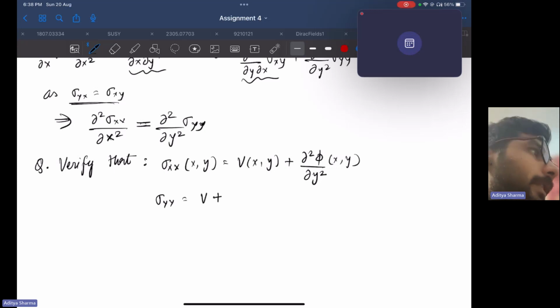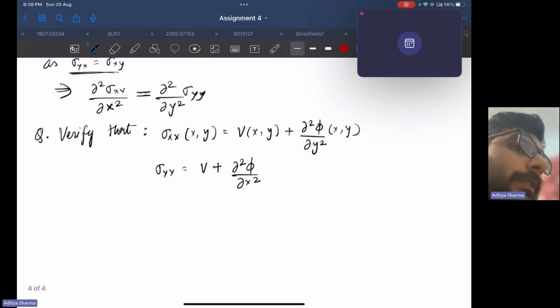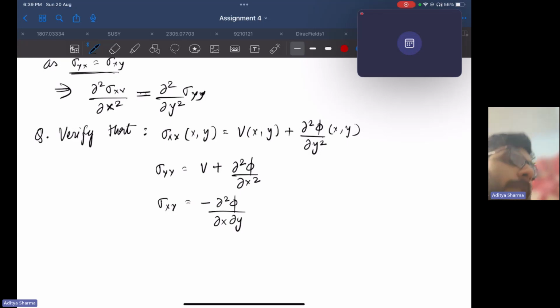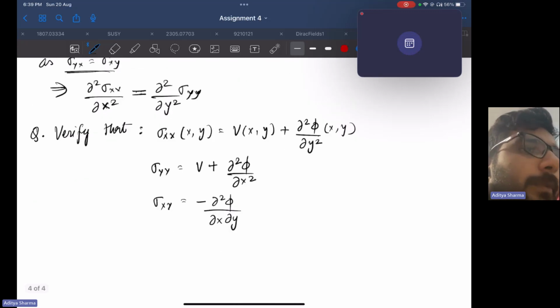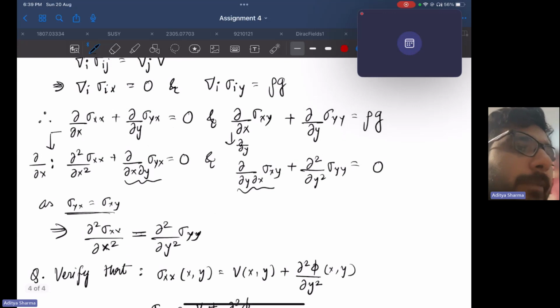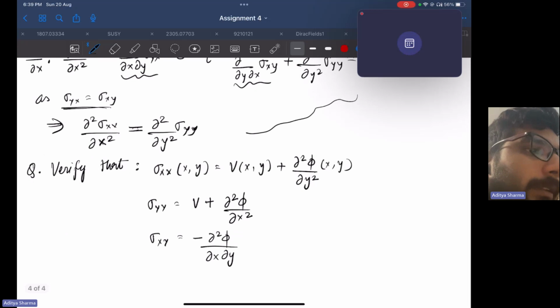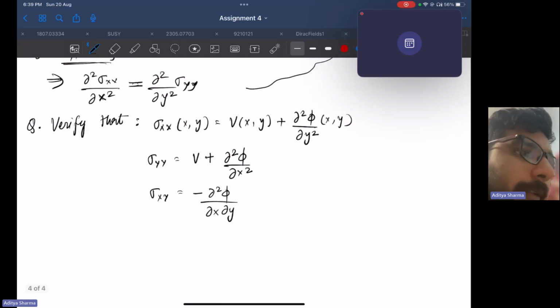This is the same thing. I'm dropping the arguments, that is, I'm dropping x, y in the bracket. They satisfy these equations. So in other words, what I have done is just that I have backtracked, but we can directly verify also.